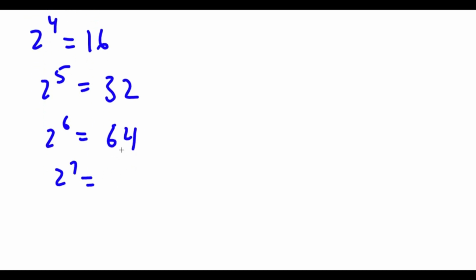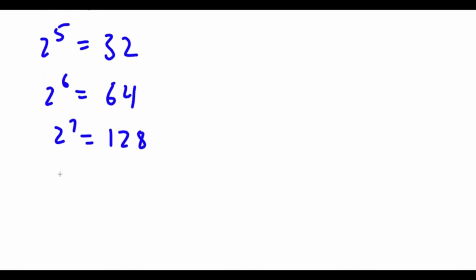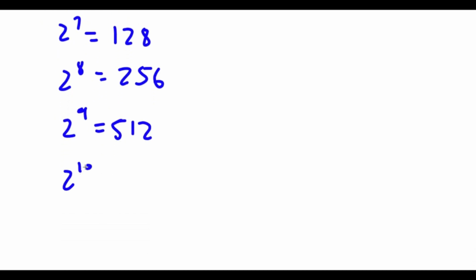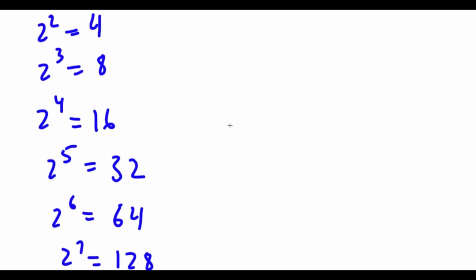2 to the power of 7, double of 64, which is 128. 2 to the power of 8, double of 128, which is 256. 2 to the power of 9, double of 256, which is 512. And finally, 2 to the power of 10 is double of 512, which is 1024.